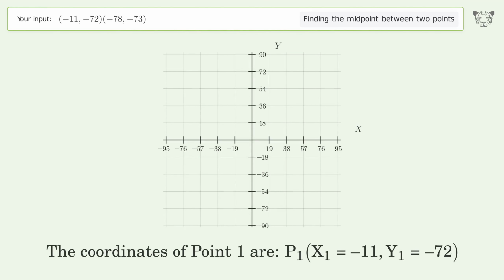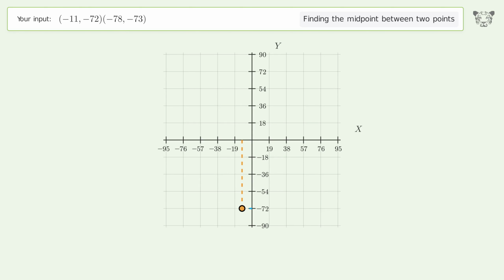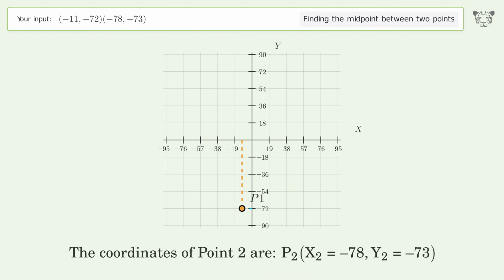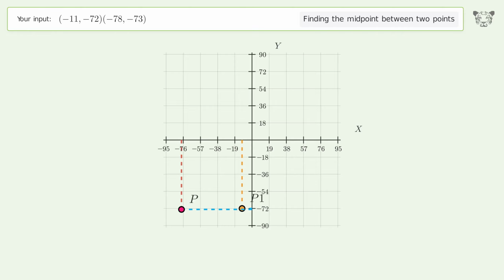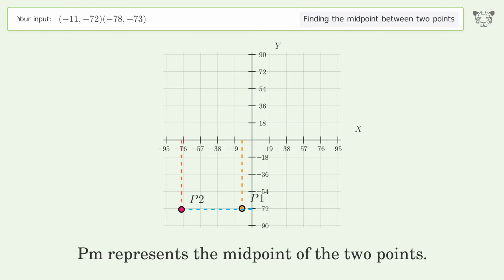The coordinates of point 1 are, x1 equals -11, y1 equals -72. The coordinates of point 2 are, x2 equals -78, y2 equals -73. PM represents the midpoint of the 2 points.